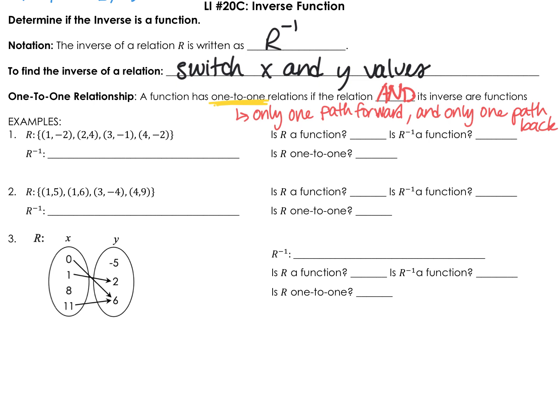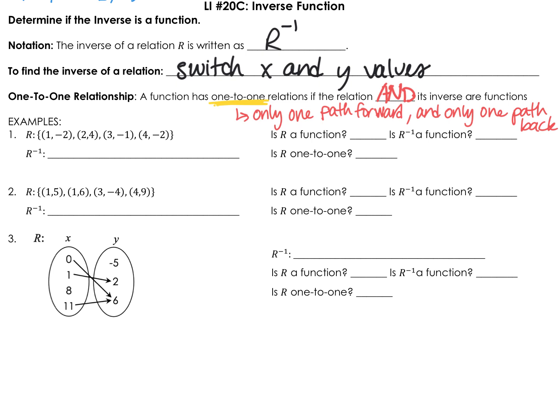So we'll look at some examples. Most of these that we see today are not one-to-one. It's kind of hard to be a one-to-one function, to be honest. So here you have your original relation R, and we're going to write the inverse in a second. Let's first decide if R is a function: (1, -2), (2, 4), (3, -1), (4, -2). Does every X go to only one Y?